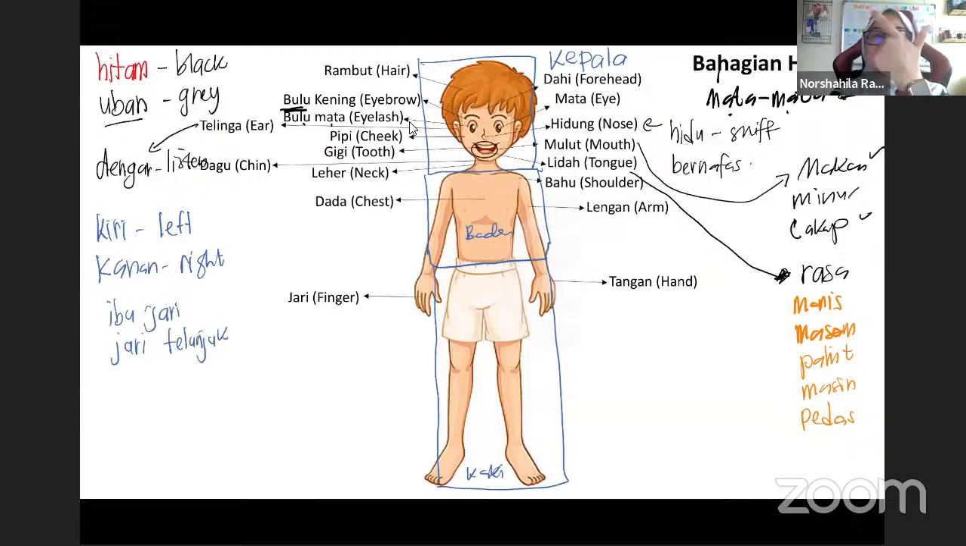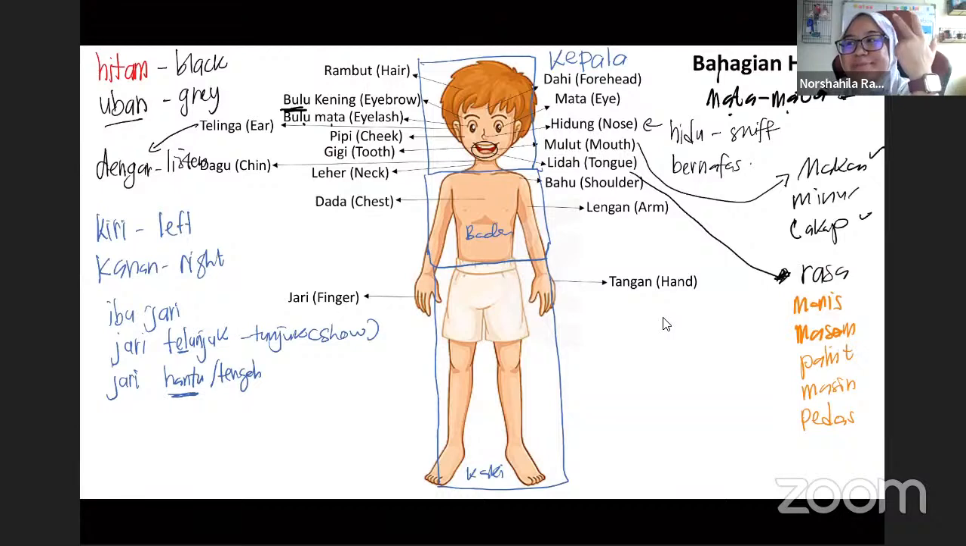telunjuk. Okay, jari telunjuk. Why do we call it jari telunjuk? Because telunjuk is actually from the word show. Tunjuk is show. This is imbuhan, the prefix or affix that we have in Bahasa Melayu, because we put it in the middle. So this is the index finger, jari telunjuk. And then the middle finger here, we call jari hantu, or jari tengah.